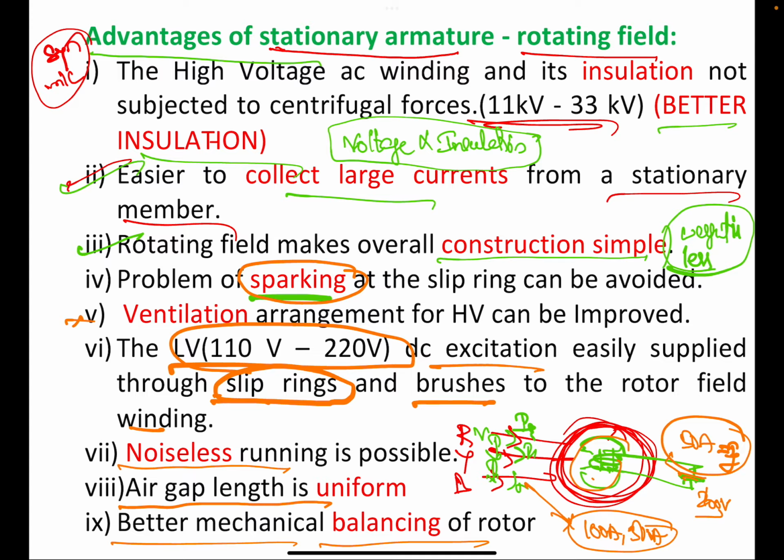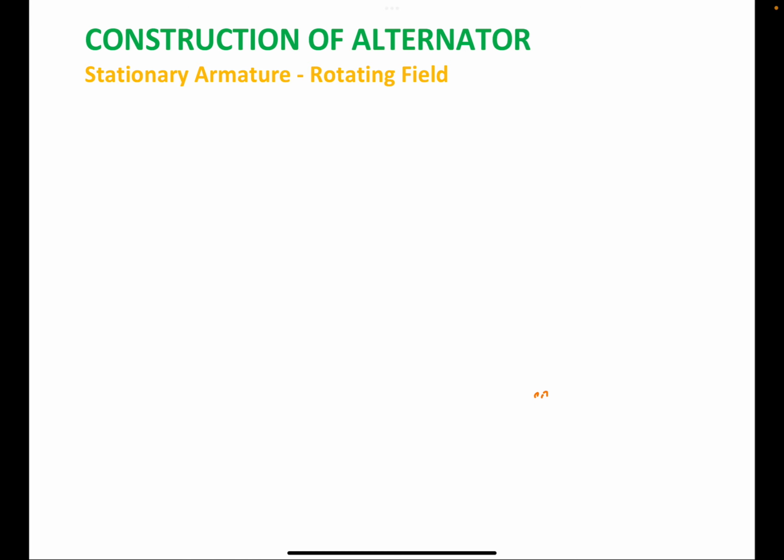Next, with the magnetic field in the rotating part: noiseless operation, the air gap will be uniform, and better mechanical balance. These are all the points relevant to the advantage of stationary armature over the rotating magnetic field. Coming to the next, constructional details.